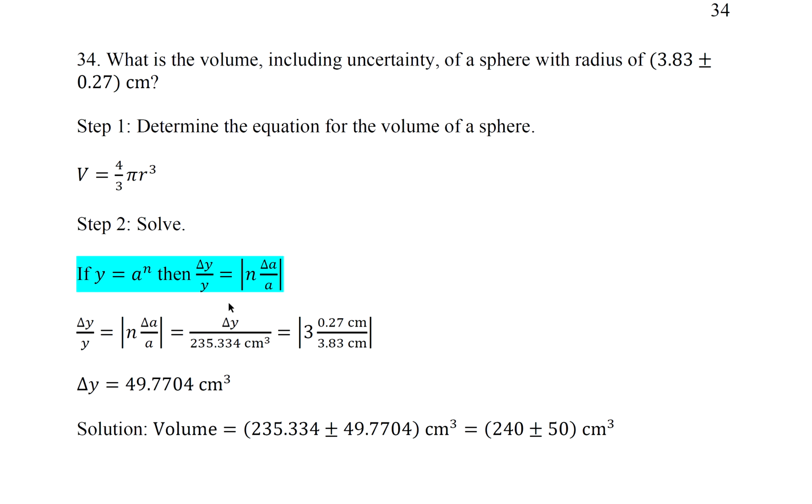Question 34. What is the volume, including uncertainty, of a sphere with radius of 3.83 plus or minus 0.27 centimeters? So step 1, determine the equation for the volume of a sphere. Write it down. Step 2, calculate y, which is 4/3 times pi times 3.83 cubed. And then plug all the values into the equation in blue to solve for delta y.